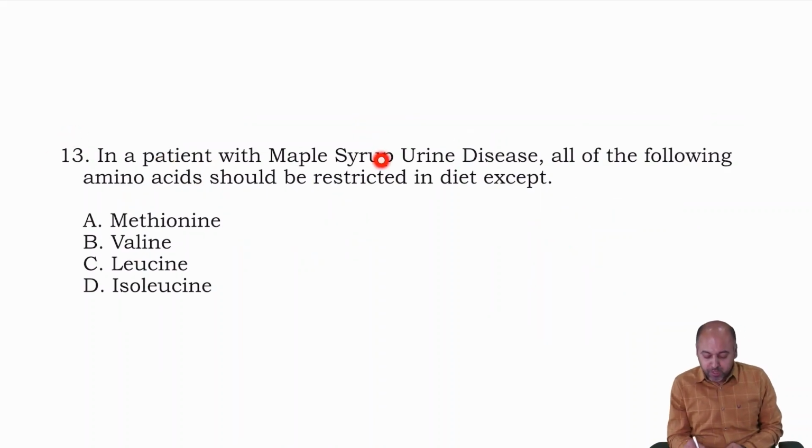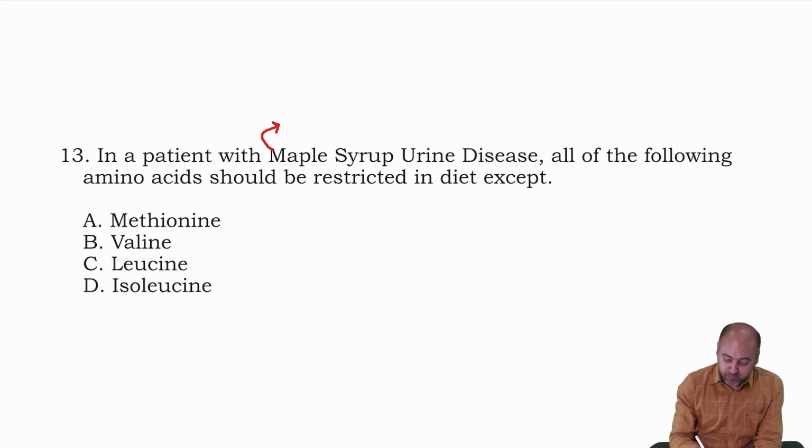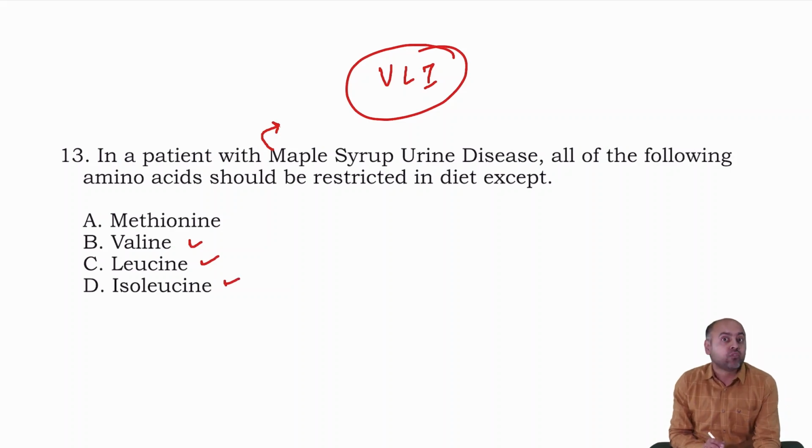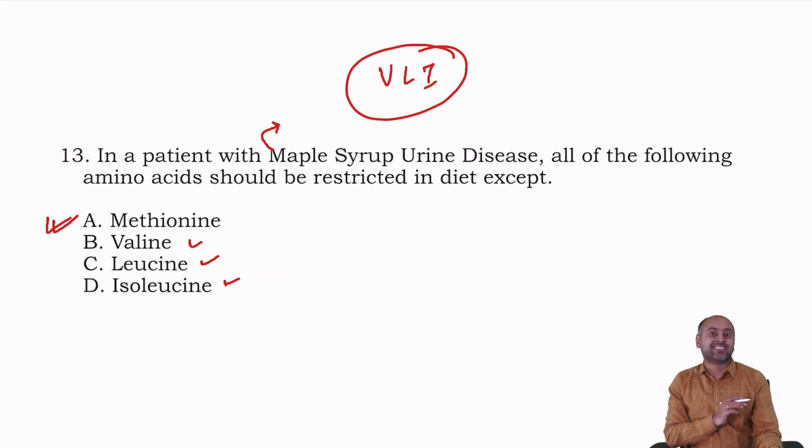In a patient with Maple Syrup Urine Disease, all of the following amino acids should be restricted in diet except: methionine, valine, leucine, isoleucine. First you have to understand what is happening in Maple Syrup Urine Disease. There is a defect of the branched chain keto acid dehydrogenase. So branched chain amino acids are what you have to restrict. Which are the branched chain amino acids? Valine, leucine, isoleucine. These have to be restricted. Methionine doesn't need to be restricted.